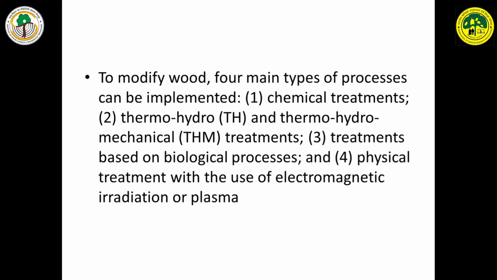Third one is the treatments based on biological process. So by using certain enzymes and certain microorganisms and their actions on the wood, we can produce the desirable results. Fourth one is the physical treatment with use of electromagnetic radiation. By using electromagnetic radiation also, we can produce modified wood with the desirable properties.